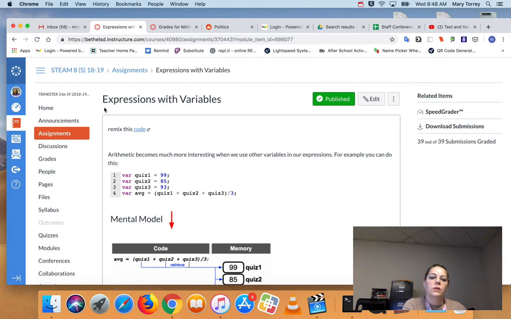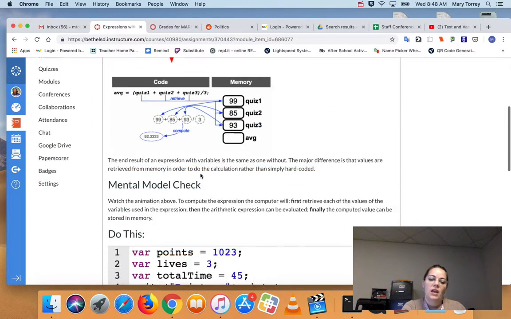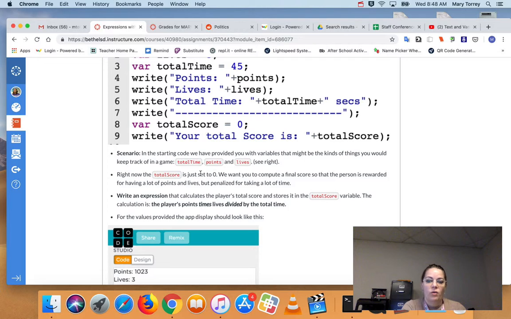Okay, so this video is for expressions with variables. The point of this is to show you how to use your math and PEMDAS like you've been using to be able to come up with a mathematical equation, have it show using concatenation and using it all together. Please note that the calculation is the player's points times the lives divided by the total time.